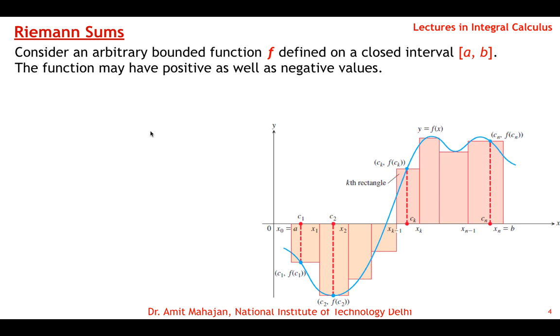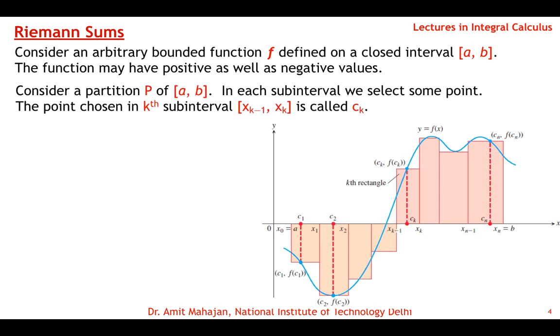First we take the partition, okay. So consider a partition P of [a, b], okay. So let there be a partition from a to b by taking points x0, x1, x2, x(k-1), xk, x(n-1), and xn will be equal to b, the last point, and x0 equal to a, the first point, okay. So in each subinterval we select some point, okay. The point chosen in the kth subinterval [x(k-1), xk] is called ck, okay.